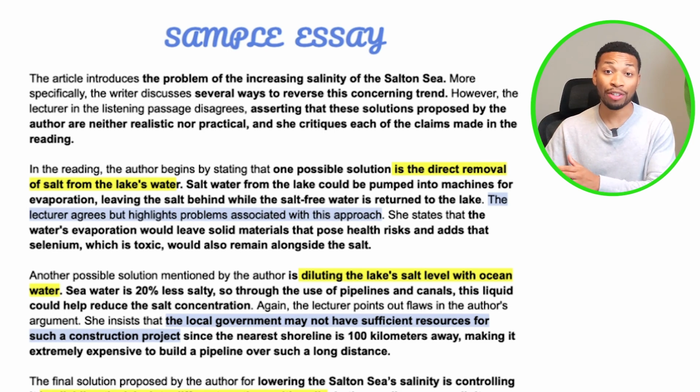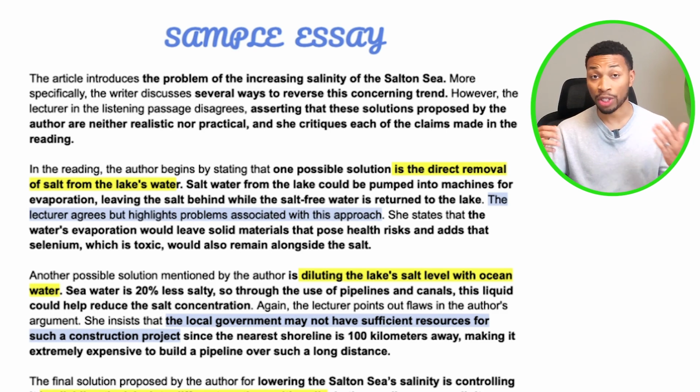Okay, now let's see the speaker's reason and his proof. Let's check it out. The lecturer agrees, but highlights problems associated with this approach. She states that the water's evaporation would leave solid materials that pose health risks, and adds that selenium, which is toxic, would also remain alongside the salt. All right, let's see the second body paragraph.